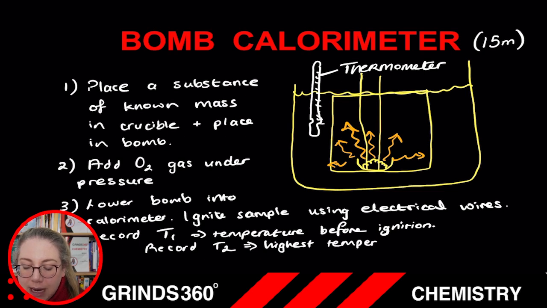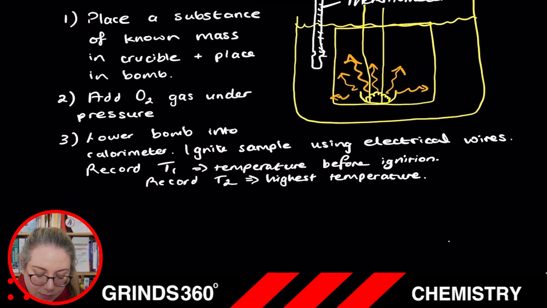Now, you need to work out what the change in temperature is in order to work out what the heat released from the substance being burned is. Now, this next bit down here, my last bullet point for how the bomb calorimeter works, would be the formula that we use to work out the heat released.